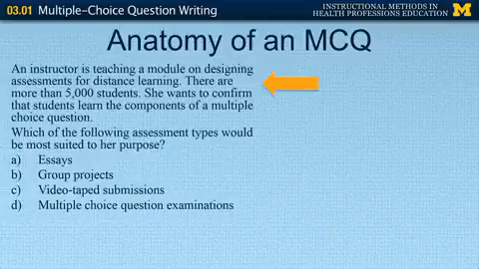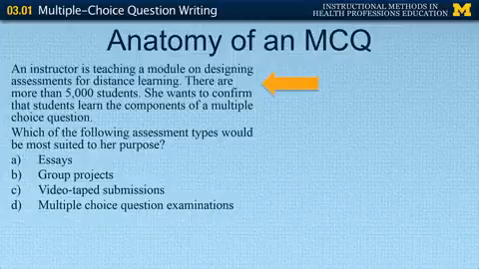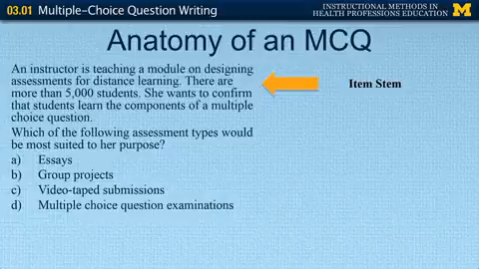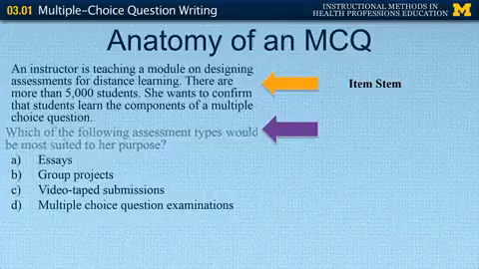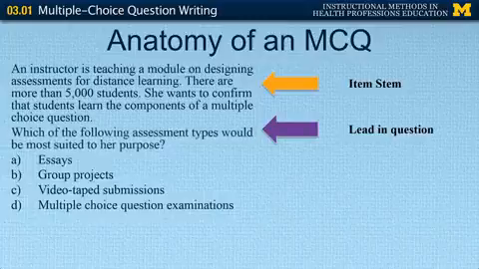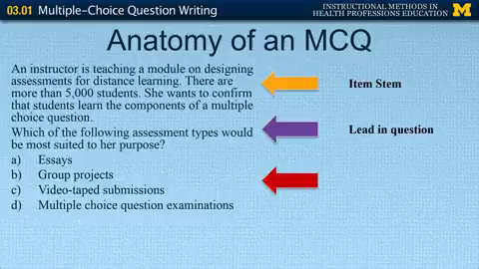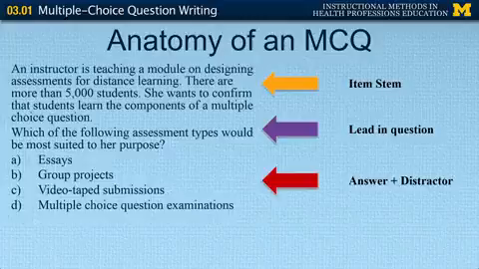Okay, before you panic, we're actually just going to go through the different components of this question. So the beginning, or the first paragraph, is what you call the item stem. It sets the scenario that you want people to think about. The next piece is the question that you're asking. So it's the lead-in question. And then the remaining pieces, of course, are the one correct answer and distractors.